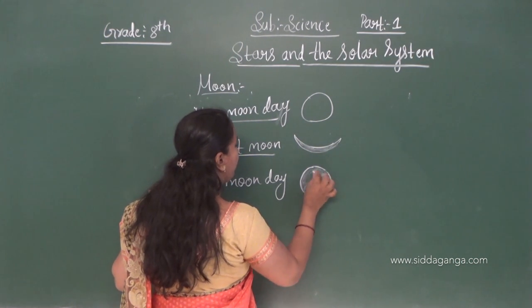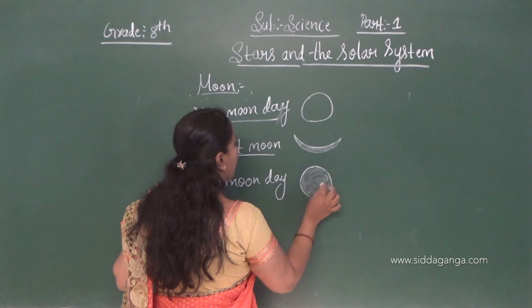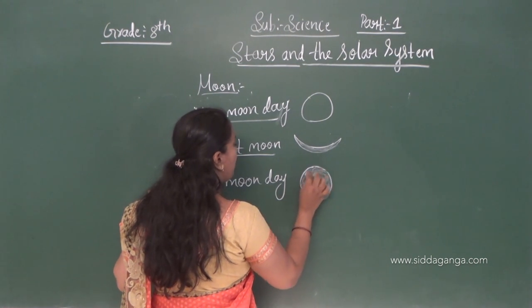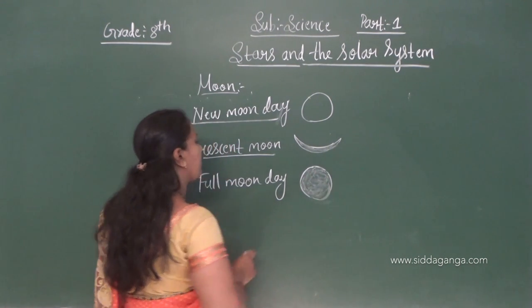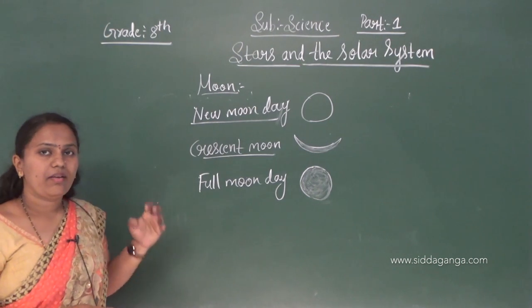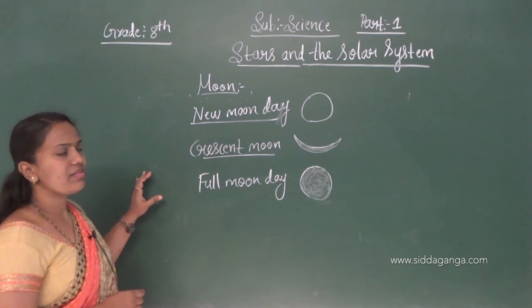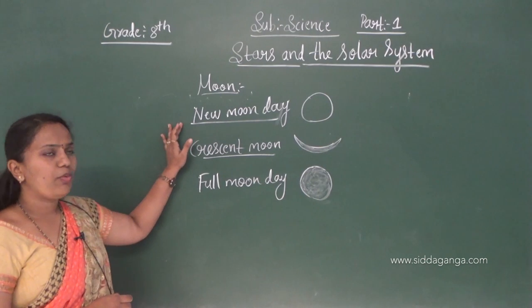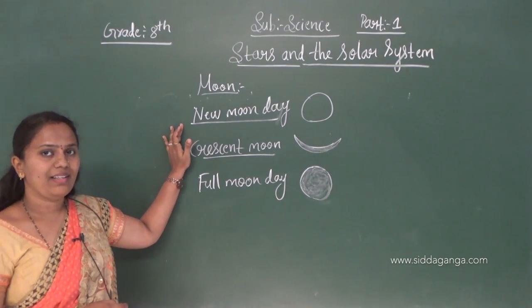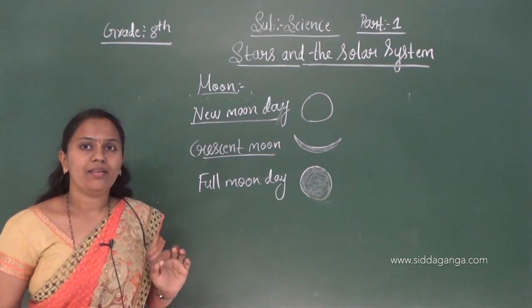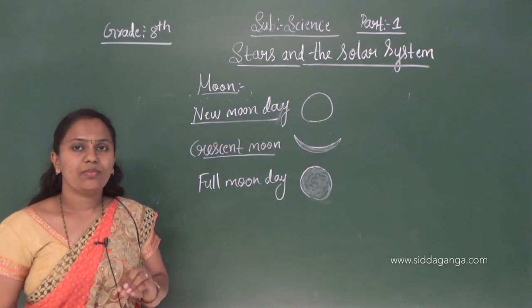In your textbook they have given the phases of the moon, so in that you can clearly observe how the full moon day, new moon day and crescent moon will look. New moon day means amavasya, on that day the moon is not visible to us, means we cannot see the moon.